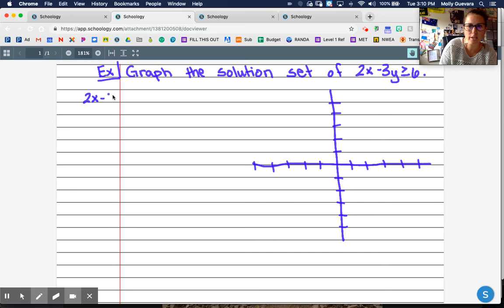So we're going to have to find what all of that is. So here's my inequality. I'm just rewriting it. And I need to get this into slope-intercept form. So I need to get the y by itself. So I'm going to subtract my 2x.